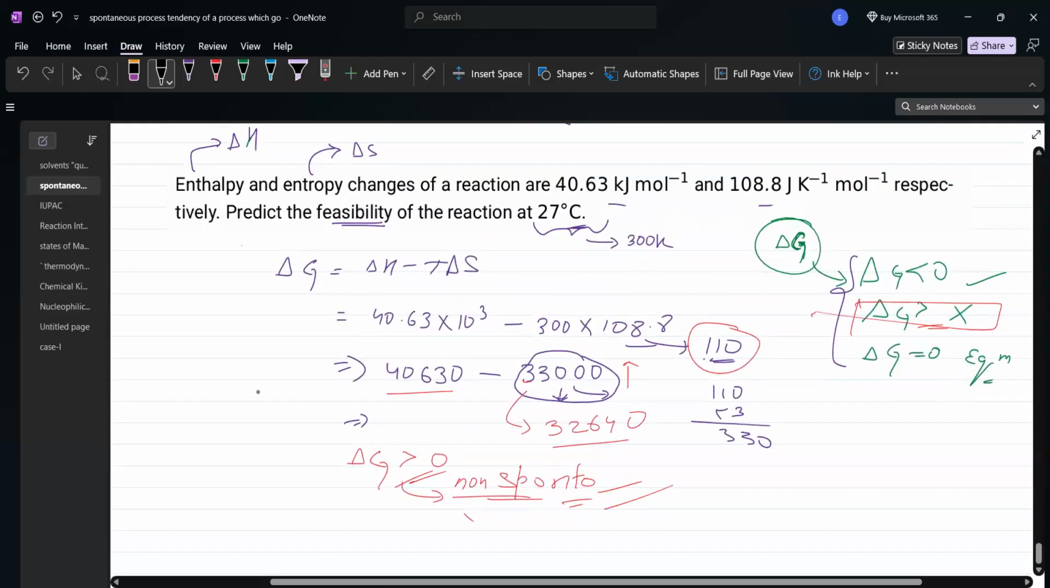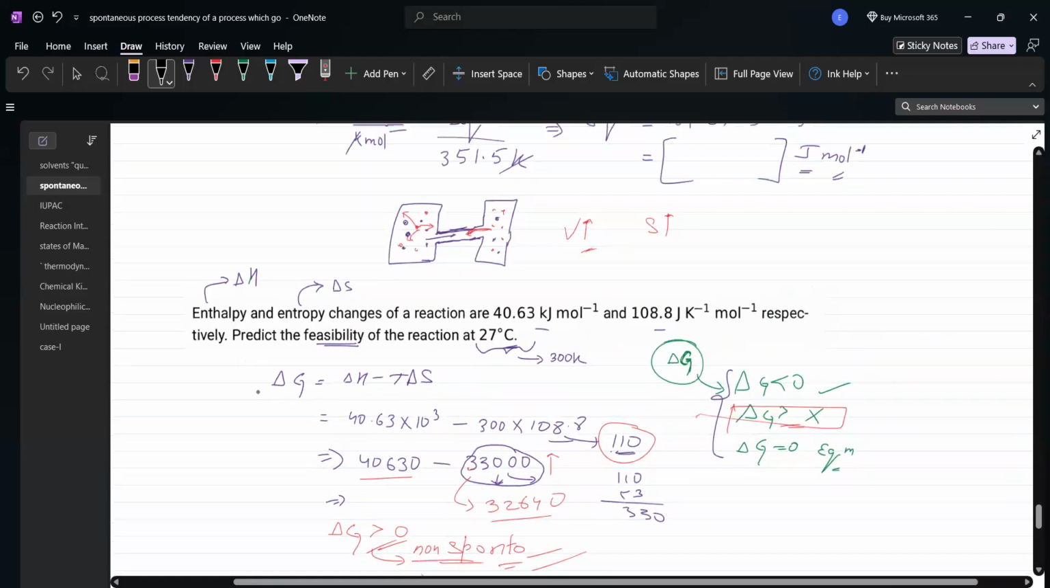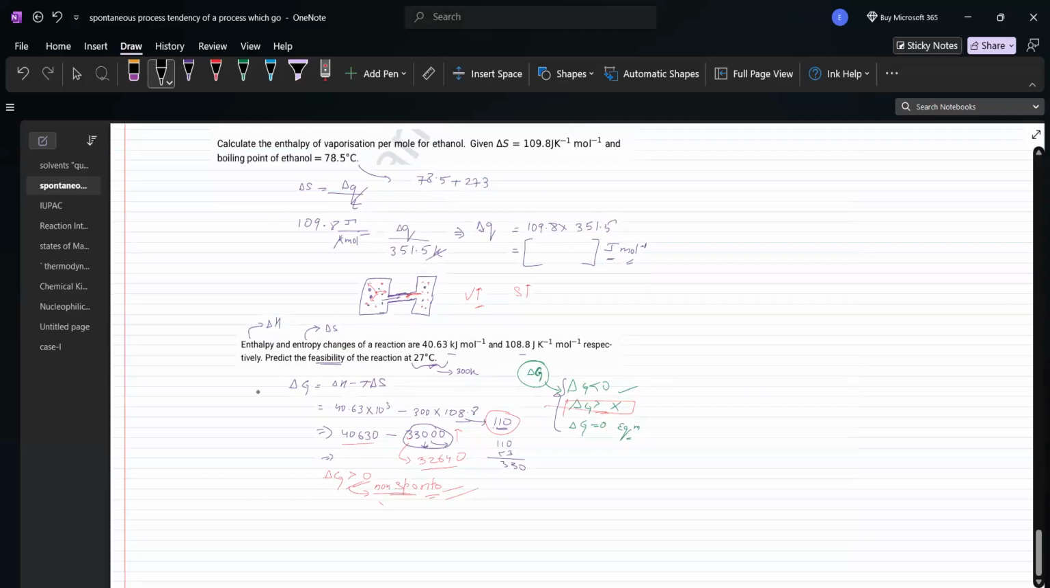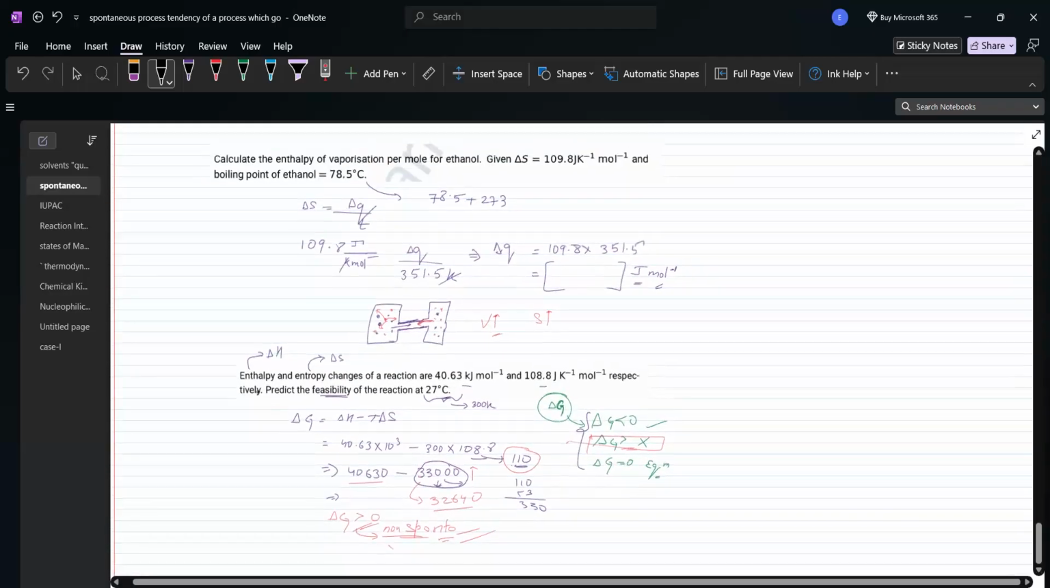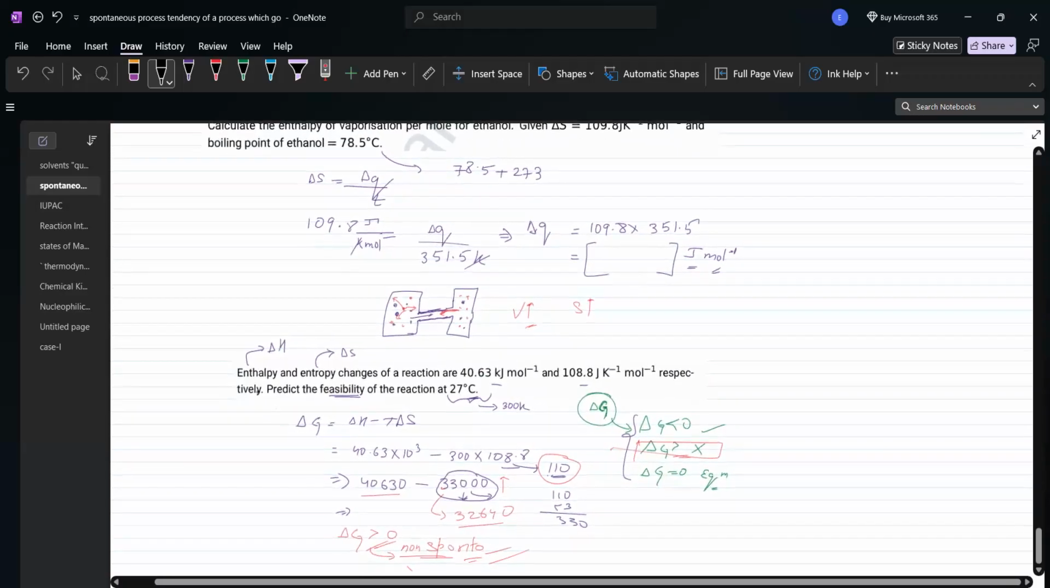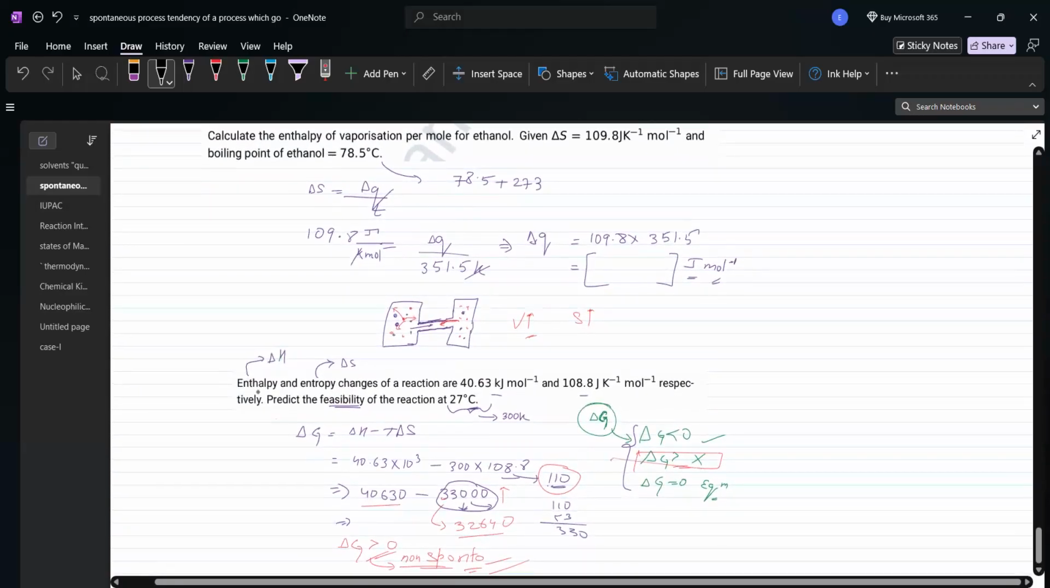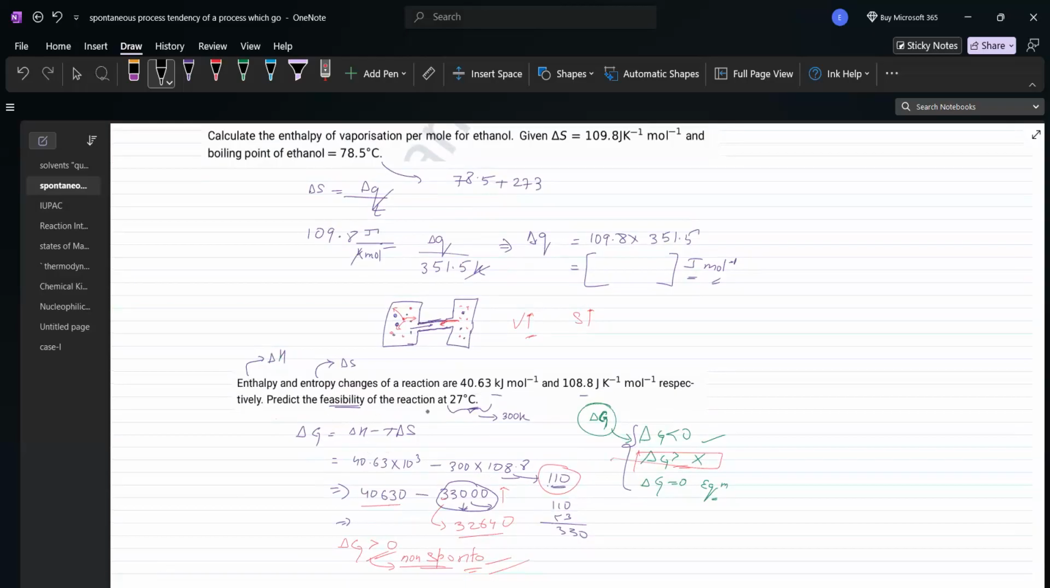So everybody copy this down, this and this, both. There are a lot of questions, like 5-6 questions related to this one only. Will it be feasible or not? Will it be spontaneous or not? Or at what temperature will it be spontaneous? These things. Let me know when you have copied this solution.